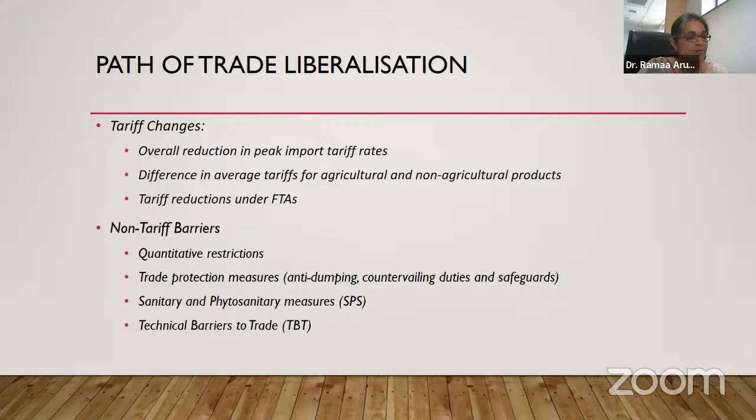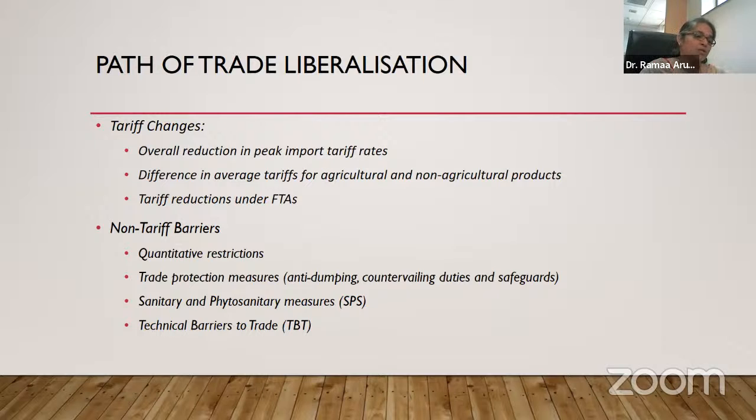There was a difference in the average tariff rates for agricultural and non-agricultural products. There were tariff reductions under the free trade agreements. So one way was for the entire globe, that you are bringing down the MFN tariff rates. But there were also free trade agreements, bilaterally and regionally, that we were giving out in the form of trade agreements. In the case of non-tariff barriers, the reduction or the elimination of quantitative restrictions happened also for a number of products. I'll come to that.